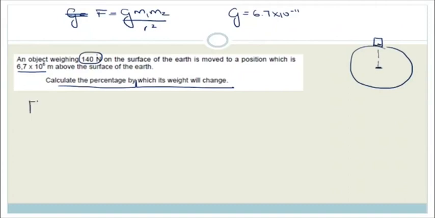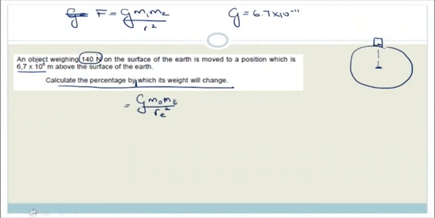So let's say originally F0. For F0, what do we have? We've got big G, which is normal. We've got the mass of the object, the mass of the Earth, over the radius of the Earth all squared. So we know that originally F0 is equal to G, mass of the Earth, mass of the object, over the radius of the Earth all squared. We don't need to write it down. And that is equal to 140.